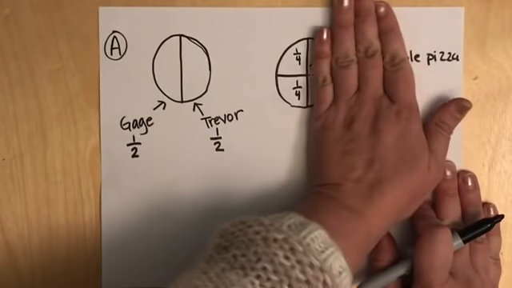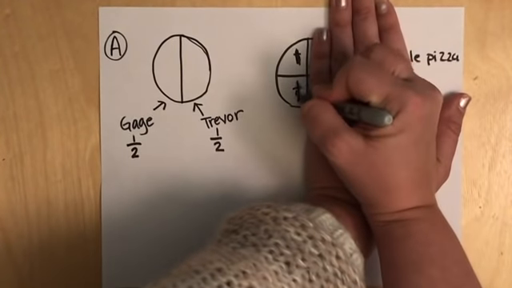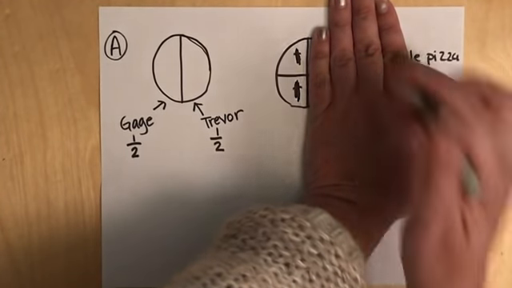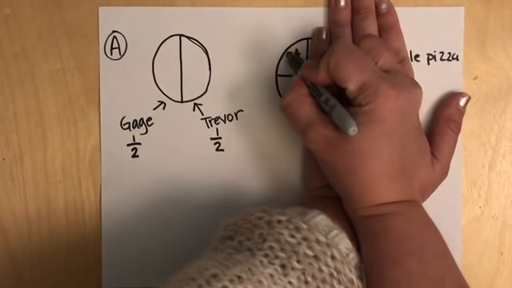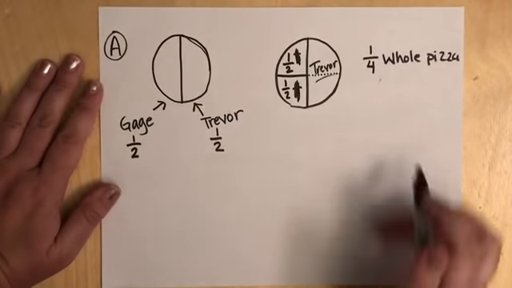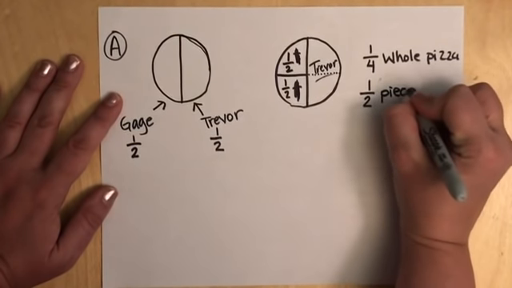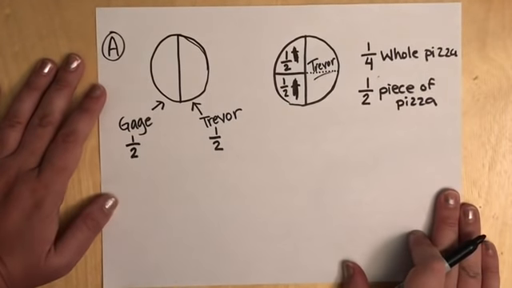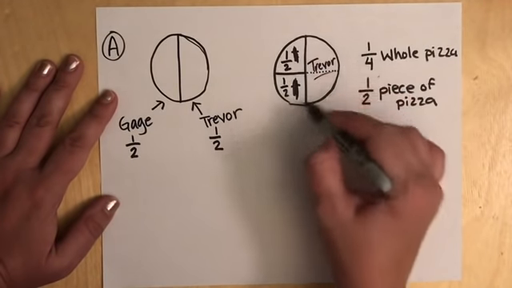But if we were just talking about Gage's piece of pizza, how much of the pizza piece is Gage getting and how much is his sister getting? So if we cut Gage's whole piece of pizza in half, then Gage would get a half of that and his sister would get a half of it. So on here, we're gonna write that they each get 1/2 of a piece of pizza, or they get half of a pizza. So we're talking about the same piece right here, but we have two different ways to think about it.